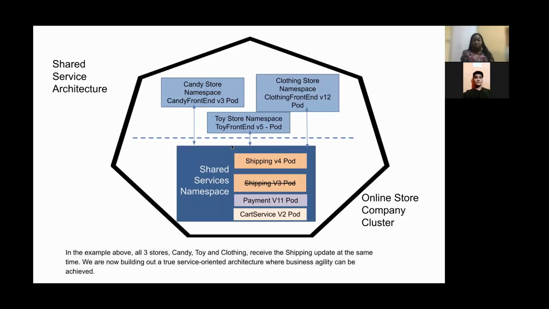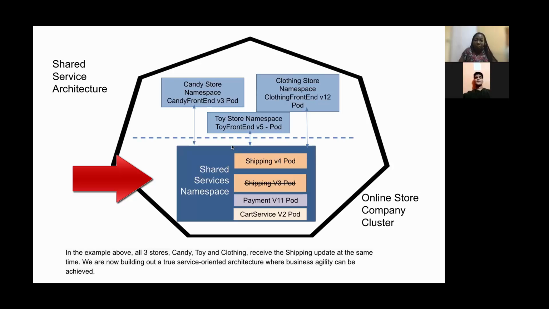This diagram shows how the drift and sprawl problem is eliminated. Previously, we saw that each cluster had separate services in it, and one of the clusters was not properly updated to the new version. But here, using the shared architecture service, this is an example of an online store company cluster where there's a candy store, there's a clothing store, and there's a toy store. Yet the three namespaces are connected to a central namespace.